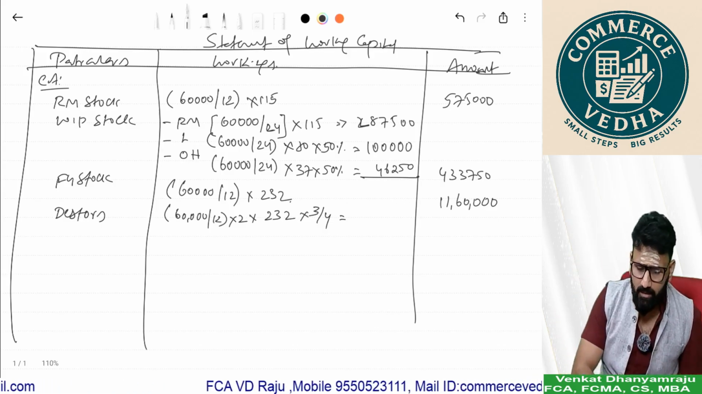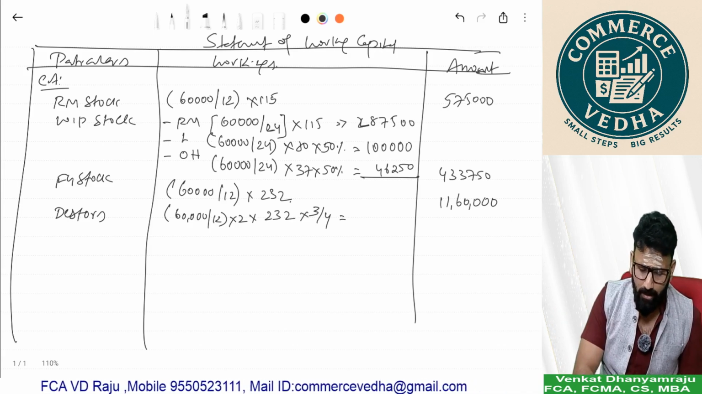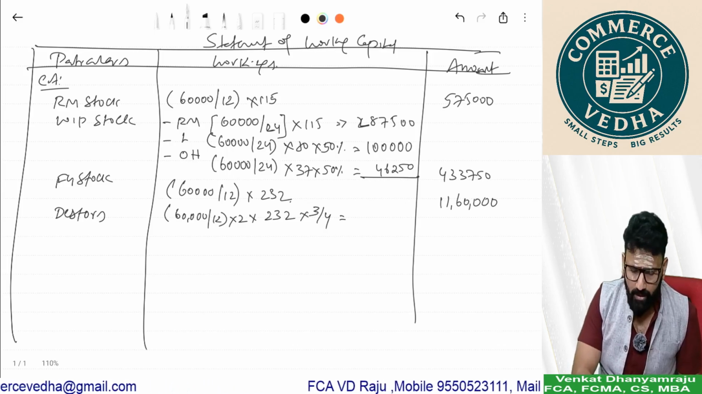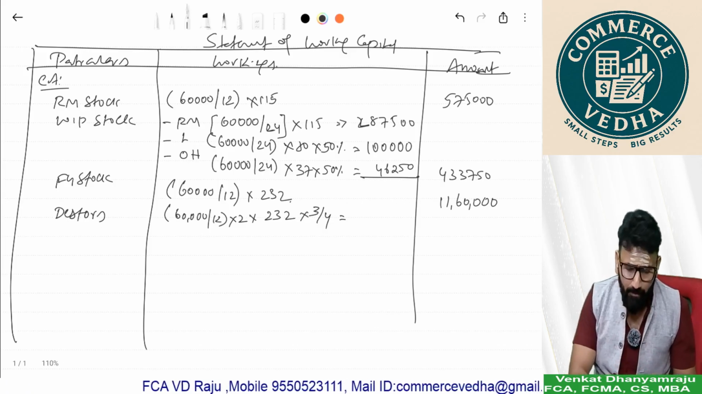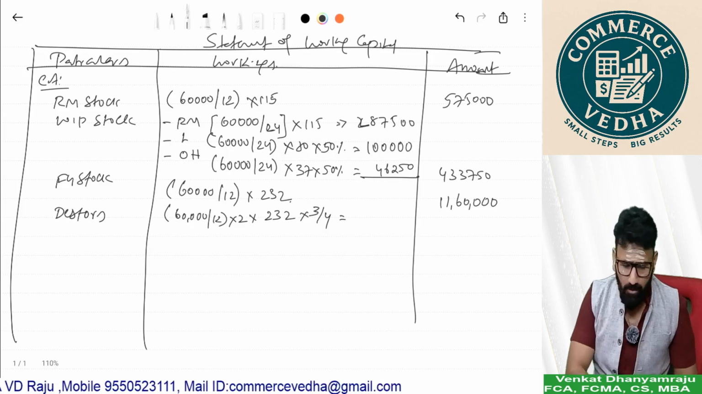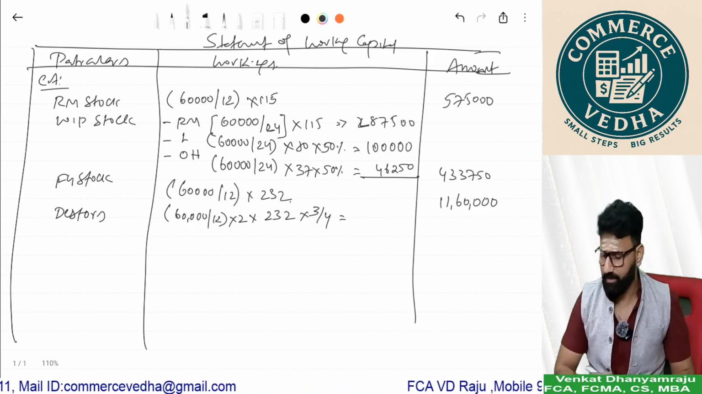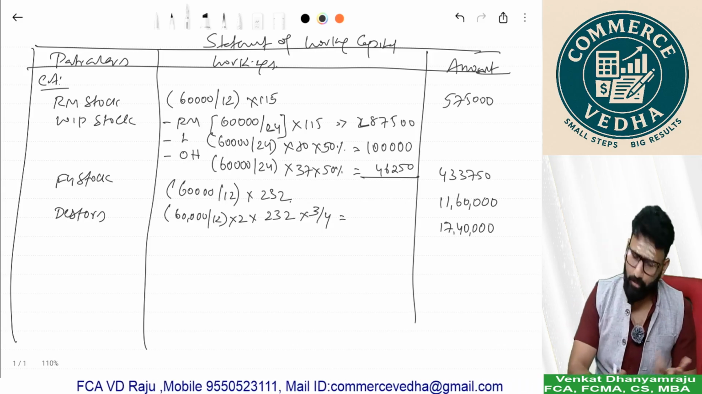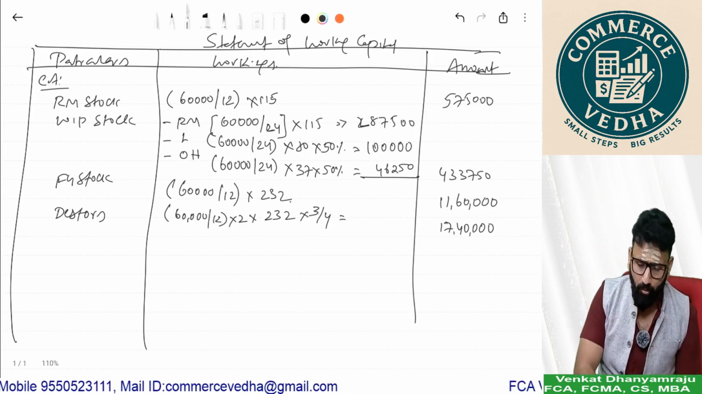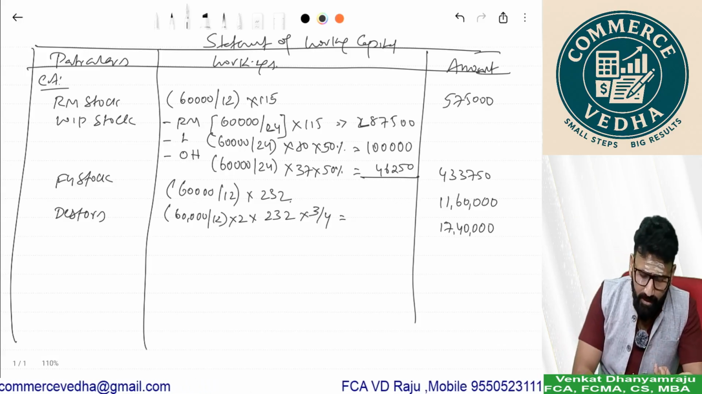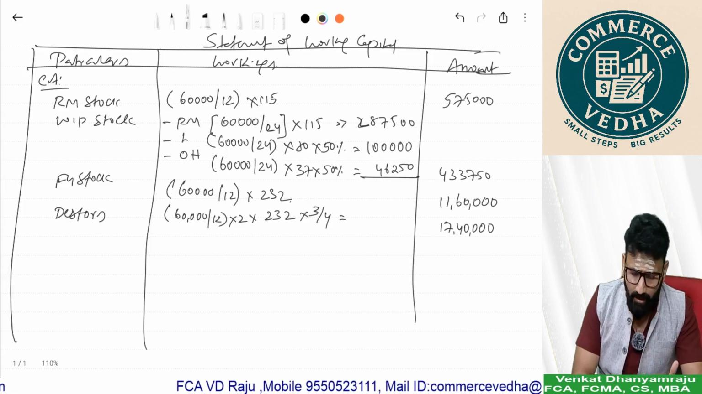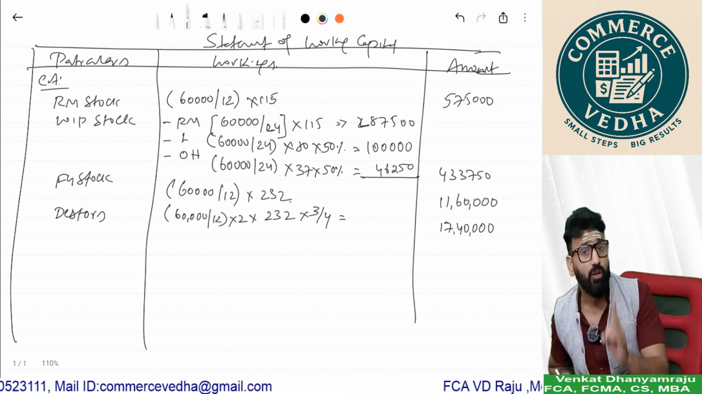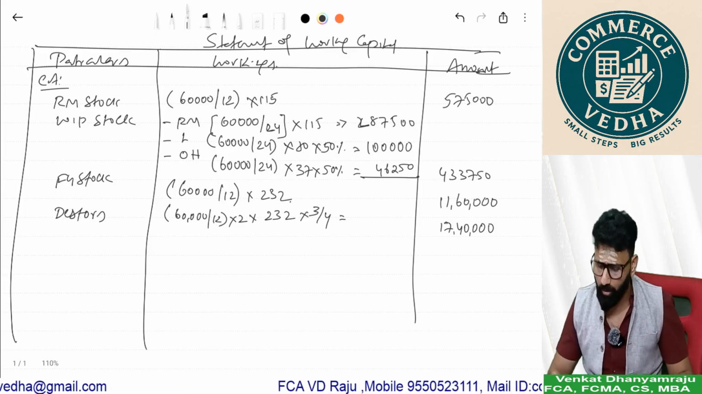So what I did, 60,000 into 2 by 12. 10,000 goods units into 232 total cost is the total sale stuck into 3 by 4. So 17,40,000. What we can also do is 60,000 into 3 by 4, 45,000 is the credit sales into 232 by 12 into 2, you'll get 17,40,000 because only 3/4 are credit sales. So you got 17,40,000.